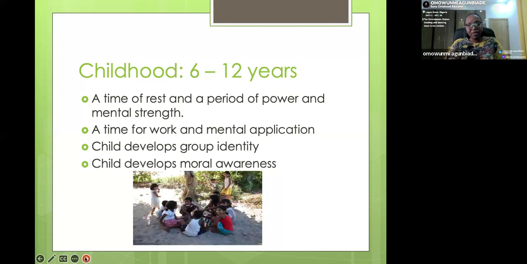And of course, we have the childhood 6 to 12. I've said that we're not going to talk too much about it, but it's a time of rest and a period of power and mental strength, a time for work and mental application. The child at this stage develops group identity and they develop moral awareness. So that's why in 0 to 6, we do a lot of concretizing of their learning. So more of their learning is hands-on, concept formation, because by 6 to 12, abstraction begins to take place.